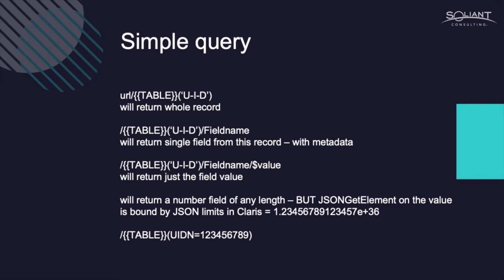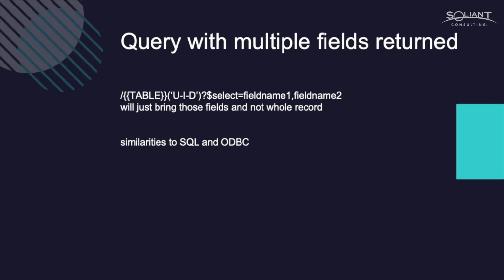We've got one field back. What if we want to get more fields back? $select. What I want to do is select these field names, a comma delimited list of field names. So instead of just getting back the one field name, now I'm getting back the contents of these 2, 3, 4 field names.